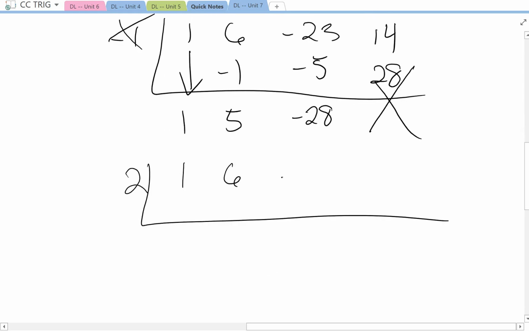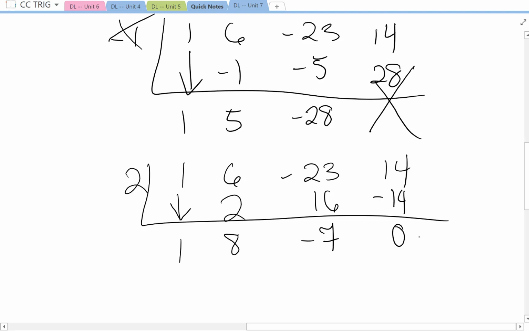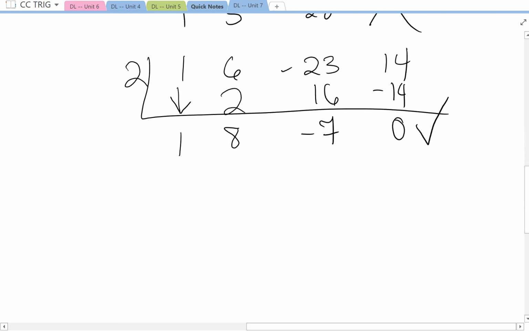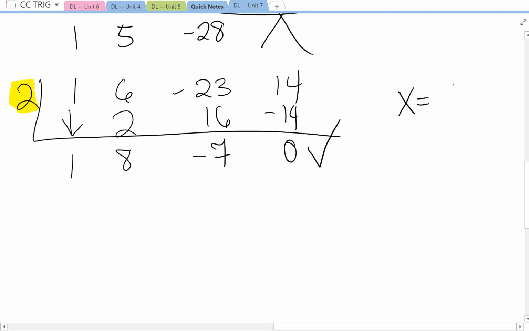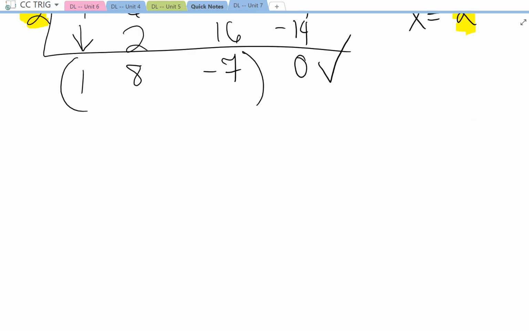Let's try 2. Drop the first one. 1 times 2 is 2. 2 plus 6 is 8. 8 times 2 is 16 plus negative 23 is negative 7 times 2 is negative 14. 0. Woohoo! We found it. We found a factor. We found a 0. Okay, so this means that 2 is a 0 of our polynomial, which in turn means that x minus 2 is a factor. Let's see if we can factor the rest.